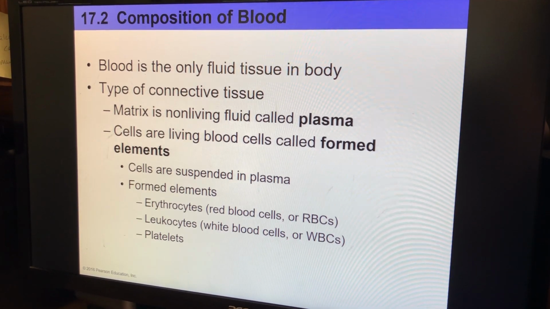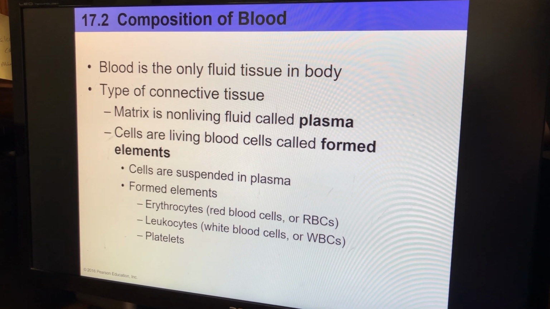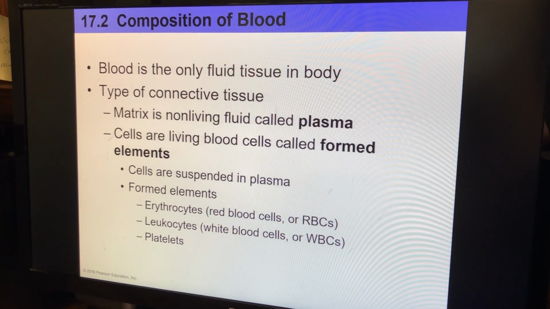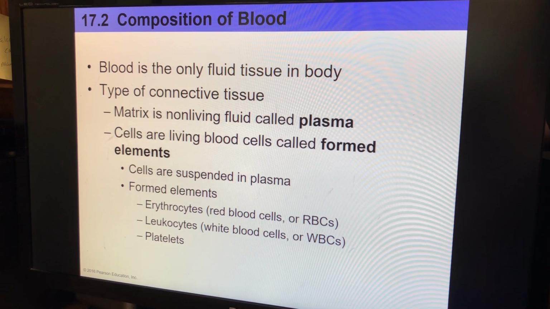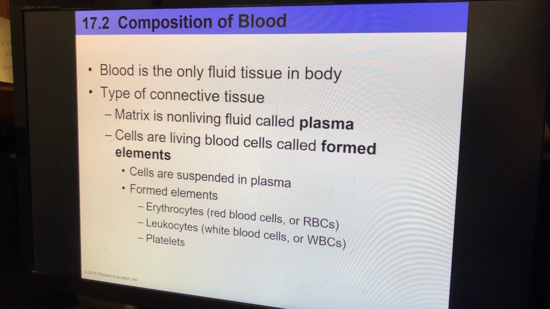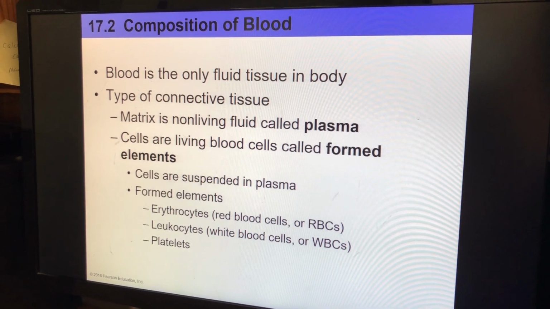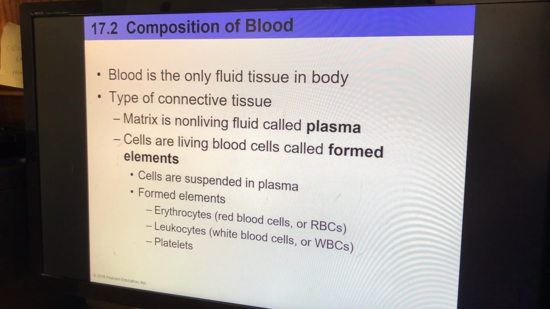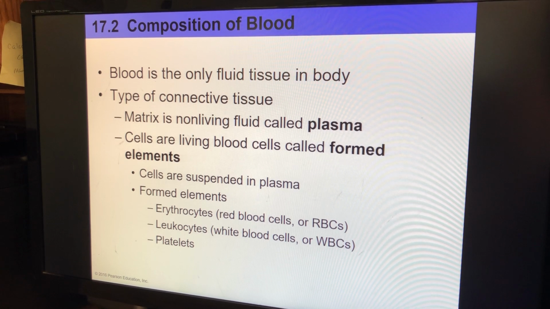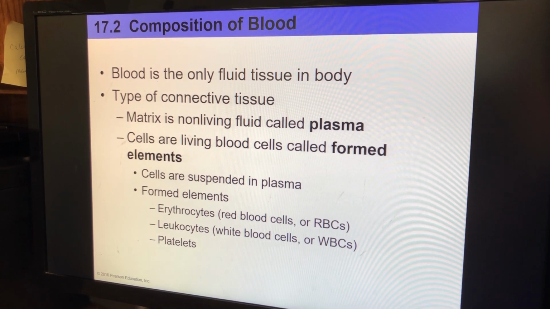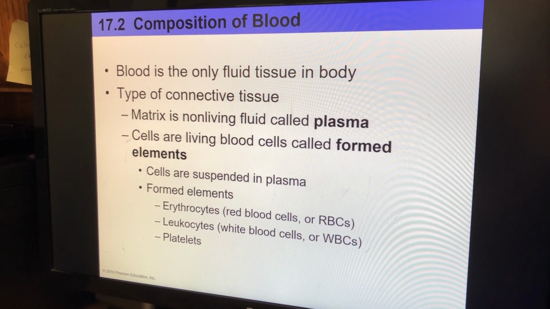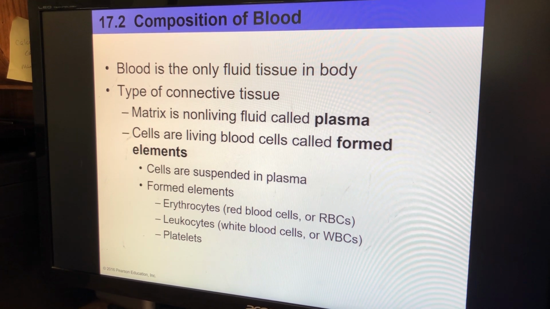The interesting thing about blood is it is the only liquid or the only fluid tissue in the body. If you remember back to AMP1, a lot of tissues were bones and muscles and stuff like that, and then they had blood in it. Blood, because it is a fluid tissue, is kind of unique. So the fluid tissue is the matrix, and that is called plasma. Plasma is a non-living fluid.